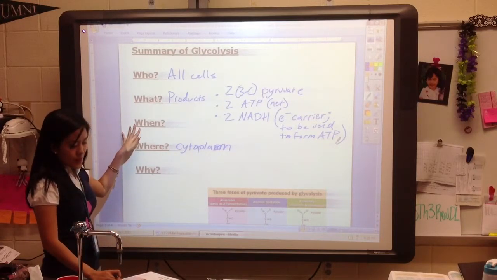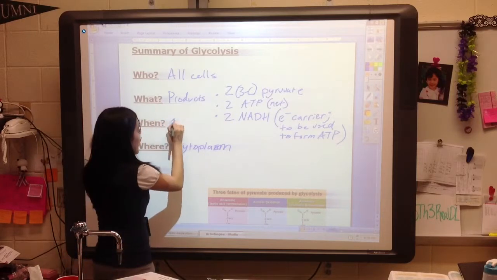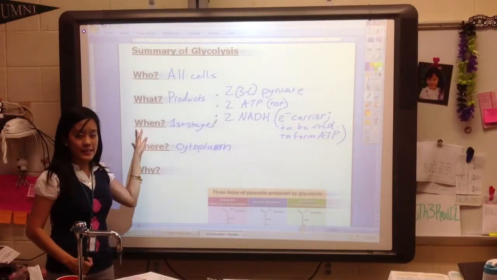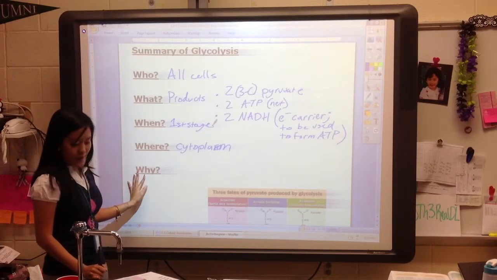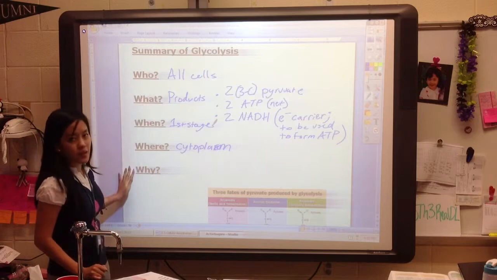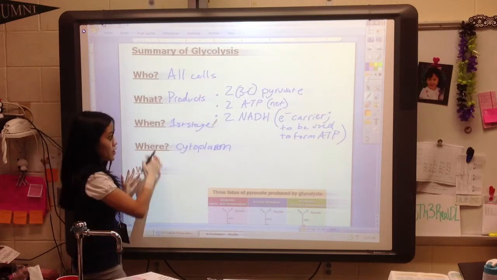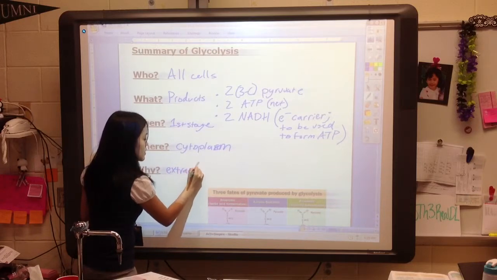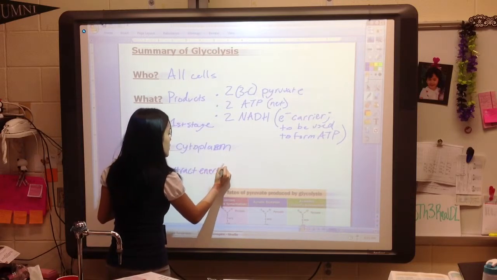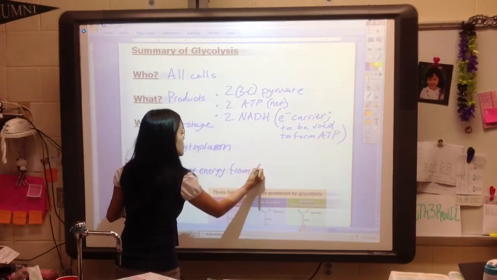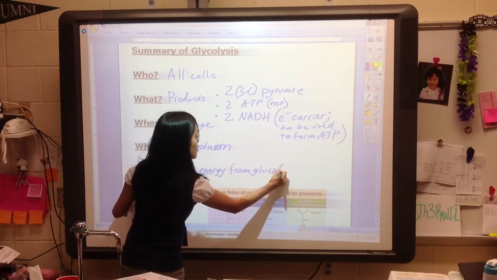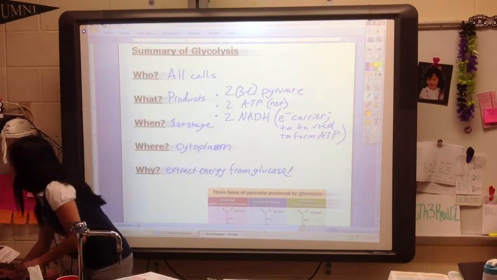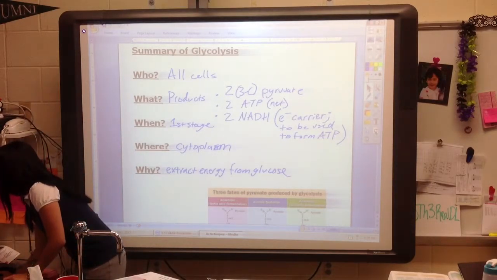So when does this happen? Well, glycolysis was that first stage, so whenever the cell needs energy, needs ATP. And then why does this happen? Well, what are we doing in glycolysis? Throughout this whole process, we're trying to extract energy from glucose. That's why we're doing respiration. We're slowly breaking down the molecule to get our energy.